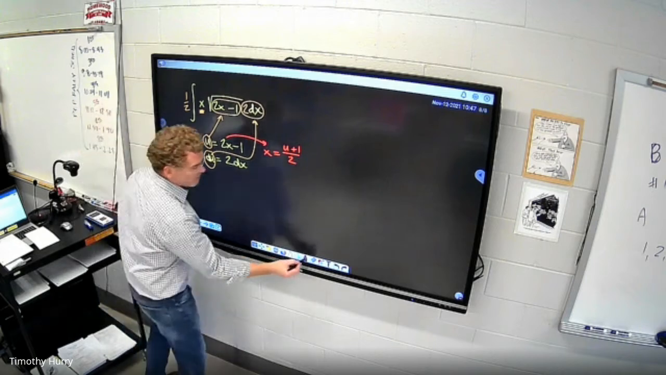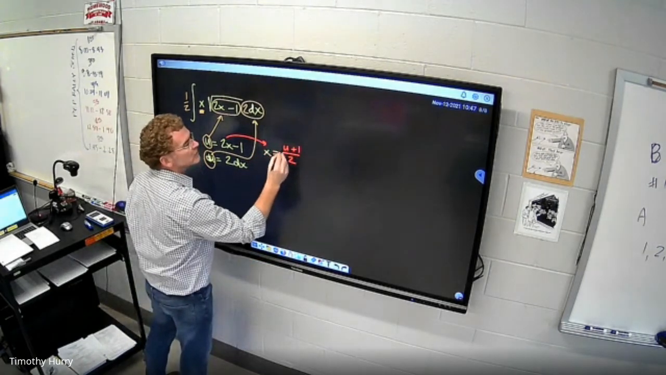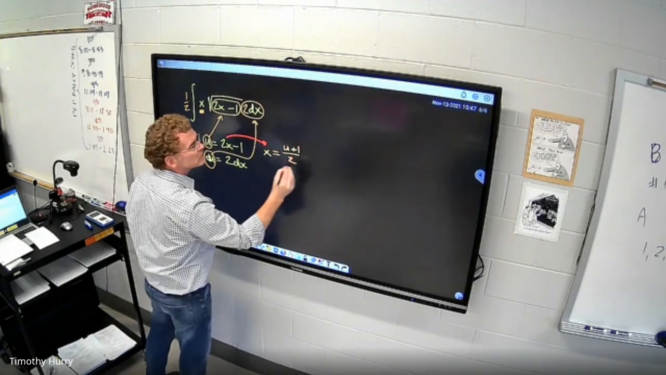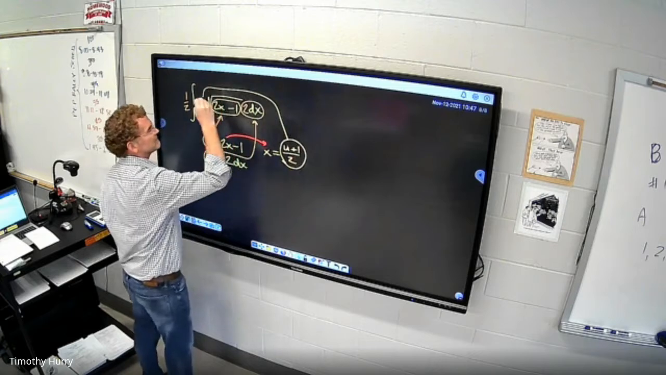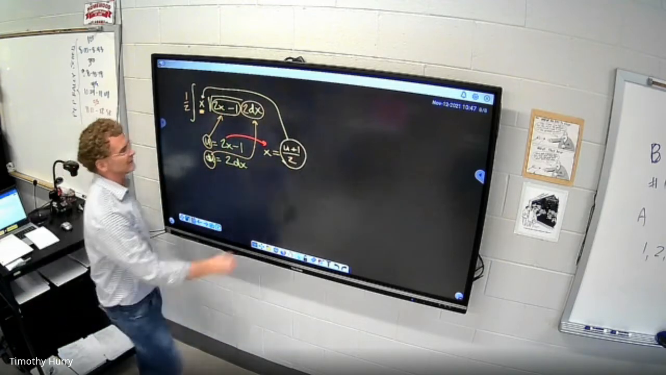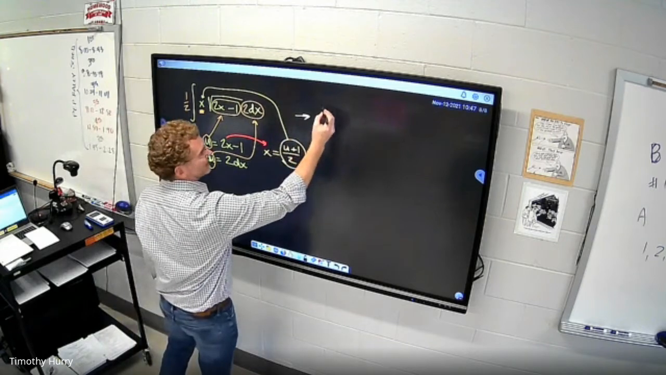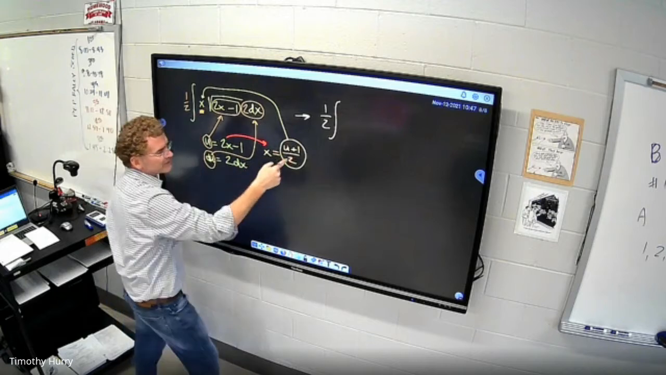So if I solve for x, I get u plus 1 over 2. I'm going to replace x with this. Now, at first glance, you think, how is that helping something? Because now, watch what happens when I do my complete substitution here. I'm replacing that with this.